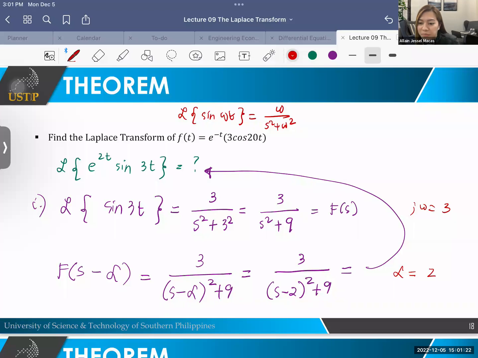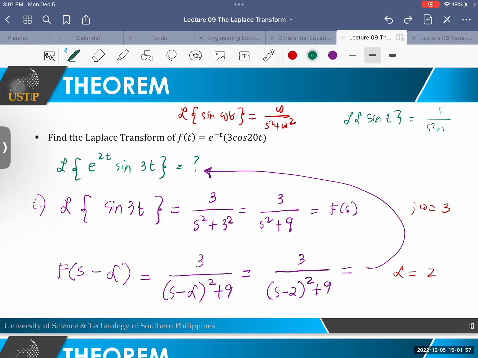That's my point. Excuse me, ma'am. Yes. Ma'am, if wala tayo kining omega nga 3, kining sin t lang, mao ra, ang coefficient 1, ma'am? Yes. So, yung omega is 1. So, Laplace of sin t. Okay? So, your omega is 1. That means your Laplace transform is 1 over s squared plus 1. 1 squared man siya, so 1 na gihapon. Okay?